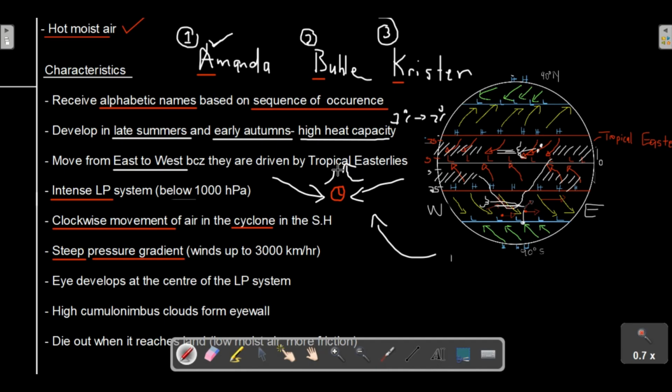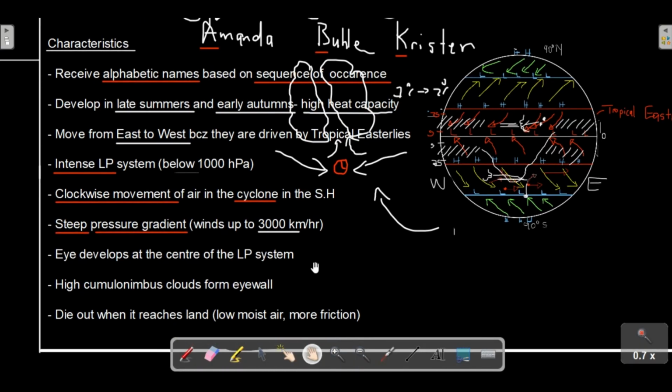Okay, this of course results in tall cumulonimbus clouds. They are able to build tall cumulonimbus clouds because there's a huge warm air mass being drawn towards this low pressure at very high speeds. So as you can see, they can reach up to 3,000 kilometers per hour. That is very, very high wind speeds. Okay, so that is what we mean by a steep pressure gradient.